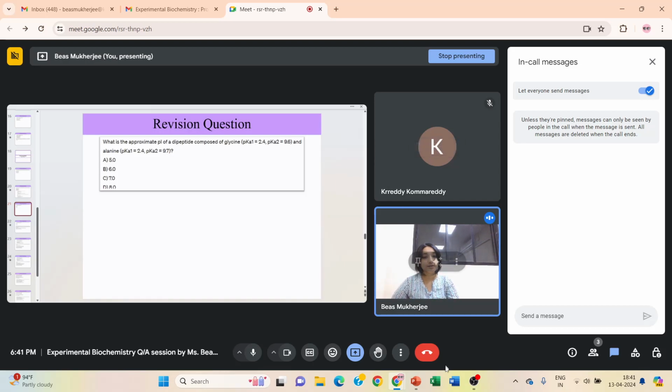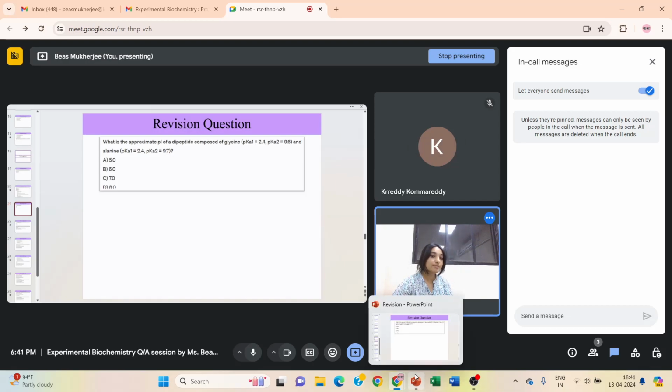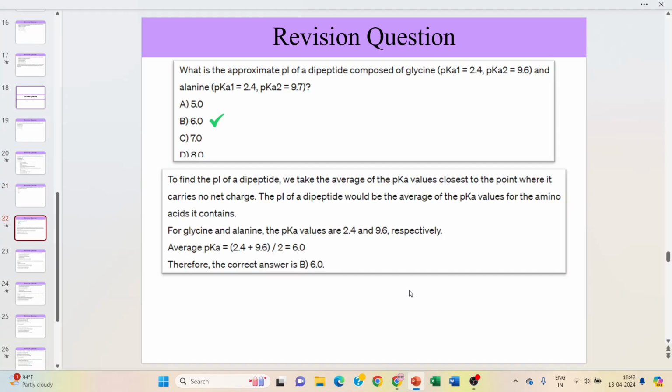So the pI calculation questions are very important, because these kind of questions will be asked in your exams. It can be the pI of a single amino acid. It can be the pI of a dipeptide or tripeptide. And you should be able to solve them because we have discussed all of these questions in class. Okay, so let us check the answer.